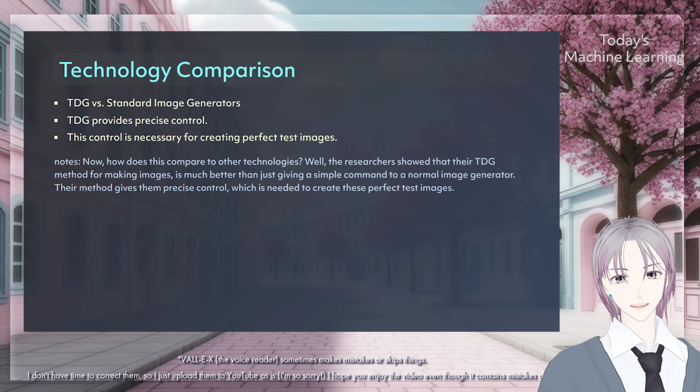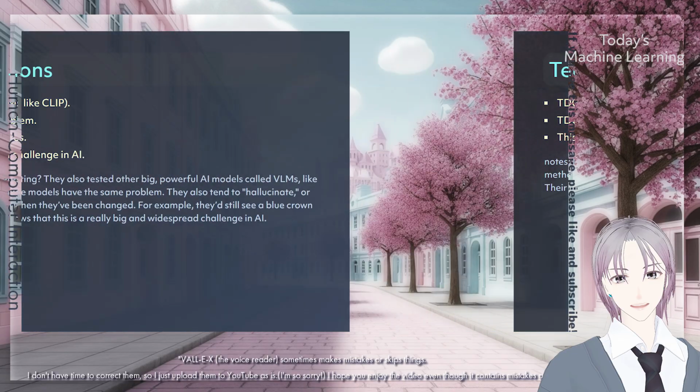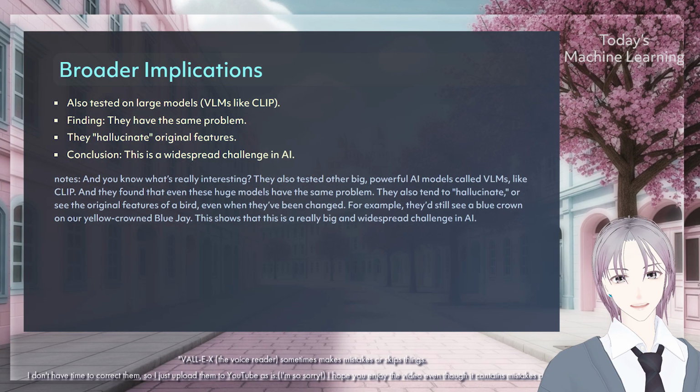Now, how does this compare to other technologies? Well, the researchers showed that their method for making images is much better than just giving a simple command to a normal image generator. Their method gives precise control, which is needed to create these perfect test images. And you know what's really interesting? They also tested other big, powerful AI models called VLMs, like CLIP. And they found that even these huge models have the same problem. They also tend to hallucinate or see the original features of a bird, even when they've been changed. For example, they'd still see a blue crown on our yellow-crowned blue jay. This shows that this is a really big and widespread challenge in AI.